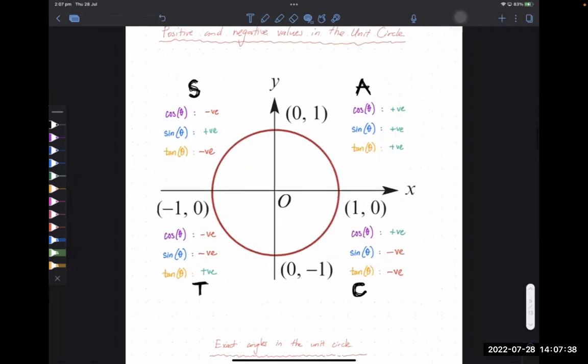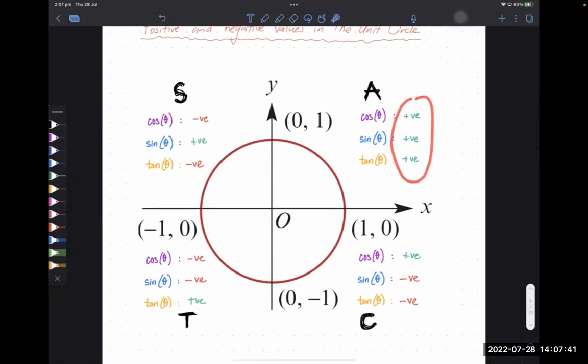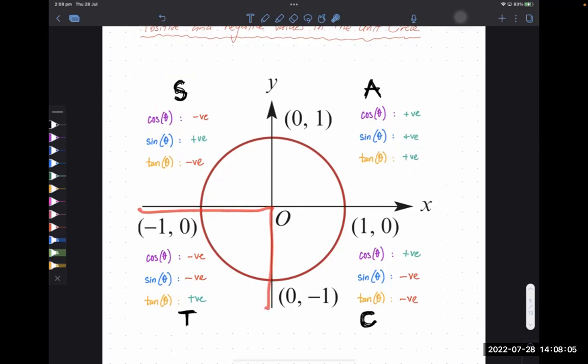So here's a little summary then. All of these are positive, so we're going to call this the A quadrant, because all of them are positive. Have a look here. Do you understand why this is called the S quadrant? Only sine is positive in this quadrant. The third quadrant here, tan is the only one that's positive. And in the last one, you can see that cos is the only one that's positive.